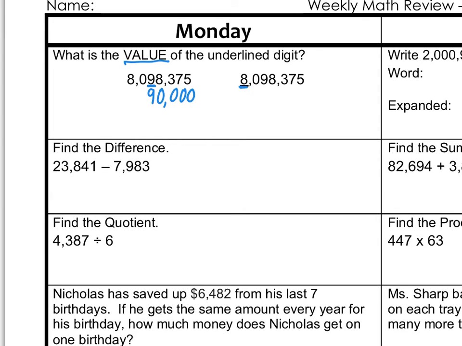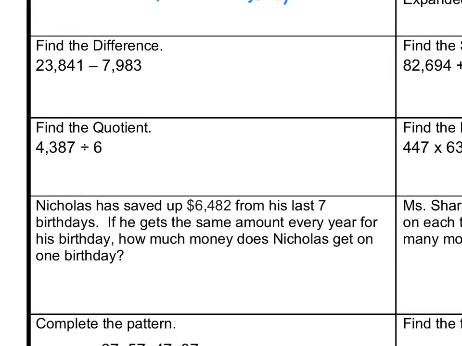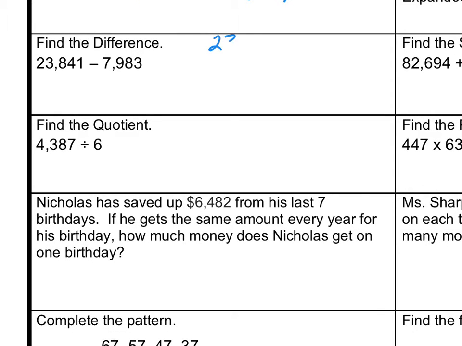The 8 on this side, however, watch this. You bring down everything as zeros each place. So this 8, it was in the millions place, so it is worth 8 million. Find the difference. That always means subtract. So let's get that lined up nicely.